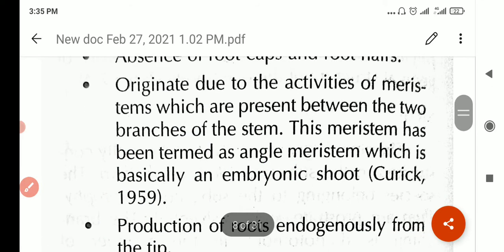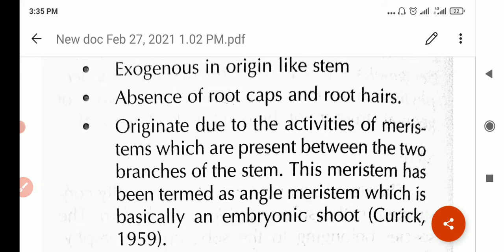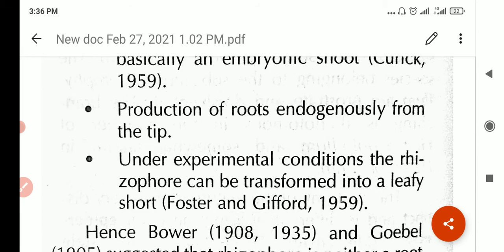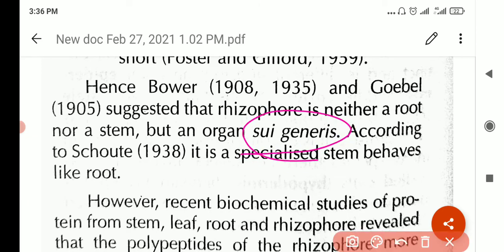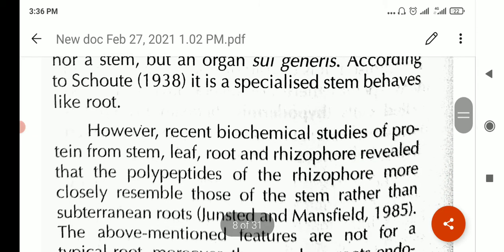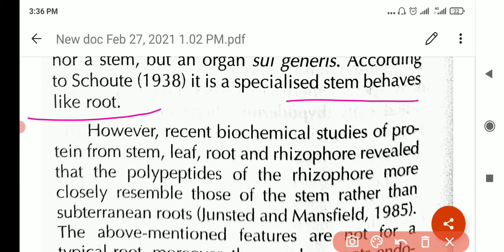Because the rhizophore originated from the meristematic cells, and meristematic cells are supposed to be present in the shoot, they are saying that it has to be stem. Then some people performed some experiment where that rhizophore converted into a leafy shoot. So that was why they concluded that it might be a stem. One person, Bauer and Gobel, said it's neither root nor stem, but an organ which is generated by itself, sui generis. Then another scientist says that it is a specialized stem which behaves like a root.